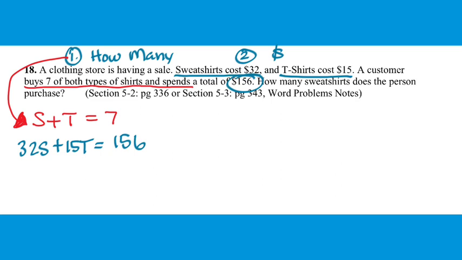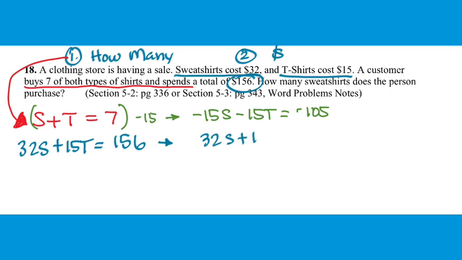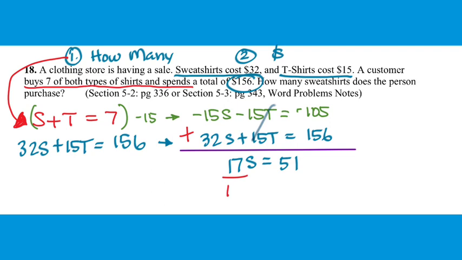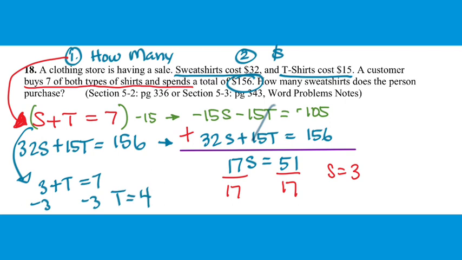Now I can choose to eliminate or substitute. I'm going to eliminate, and I chose to eliminate the t-shirts, multiplying the top equation by negative 15, so that when I add these, they would eliminate the t-shirts and I would solve for the sweatshirts. And I find that there's 3. So obviously if there's 3 sweatshirts and a total of 7 items, then there must have been 4 t-shirts sold.